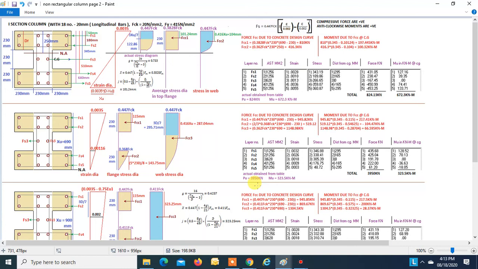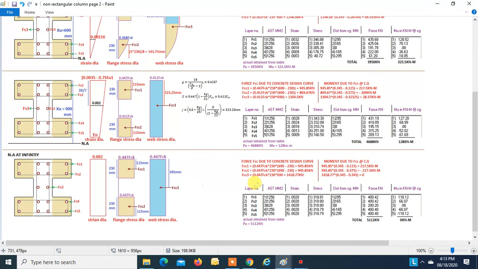Now coming to the fourth case, when the neutral axis is outside the section, that is XU is equal to 900 mm, then this will be our strain diagram. This is the least strain, EU. This strain will vary between 0.0035 and 0.002 up to a distance 3D by 7. The strain will be 0.002, and this will remain constant. This will act as a pivot.